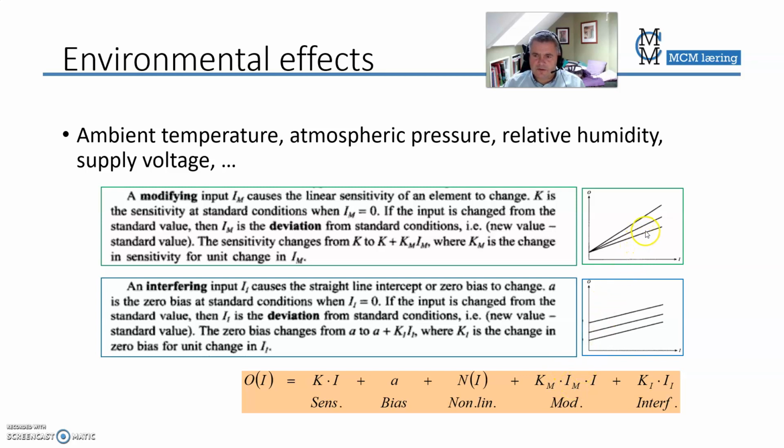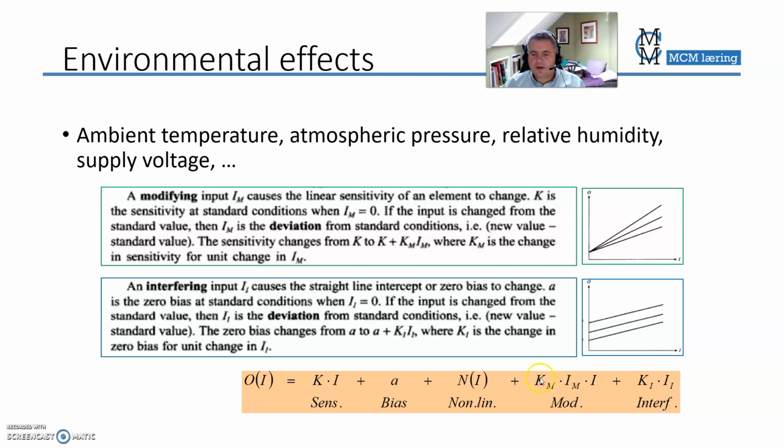So if this here illustrates the modifying environmental effect, if these three lines really fan out, that they are spread far apart from each other, that would mean that you have a high Km. It's very sensitive to the environmental effect. Ideally, that one should be 0. So it should ideally be non-sensitive to these modifying inputs.